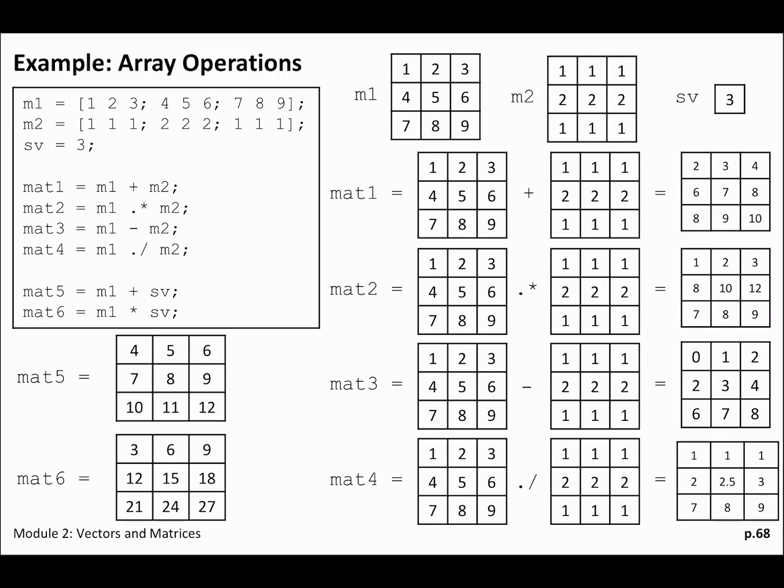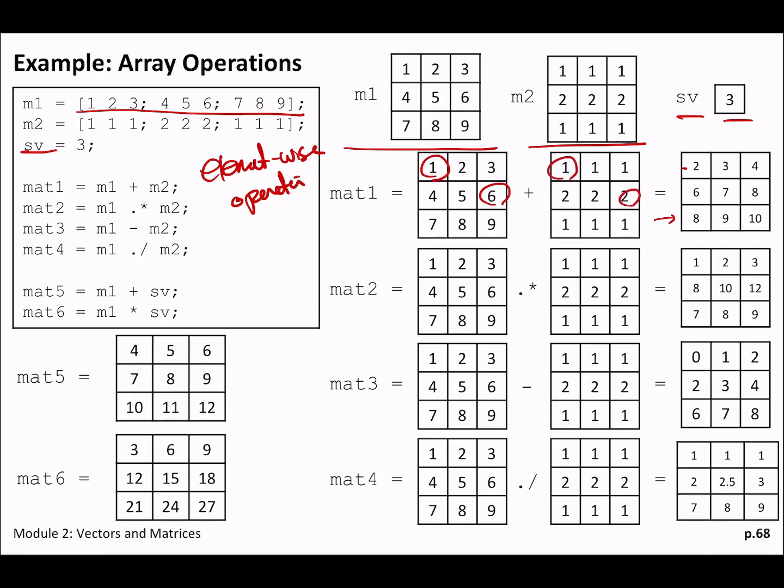Dot multiplication, dot division, plus and minus, when two same-size matrices are involved, are element-wise operations. Let's see this. M1 is this matrix constructed from this script. M2 is this script. SV is a scalar, just a single 3. If you do M1 plus M2, that becomes this matrix Y. 1 plus 1 is 2, 6 plus 2 is 8, 9 plus 1 is 10, like this. Each element is a summation. This one is the same, each element is a subtraction: 1 minus 1 is 0, 2 minus 1 is 1, 5 minus 2 is 3, like this.